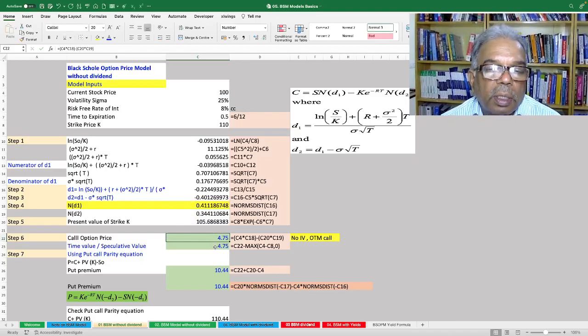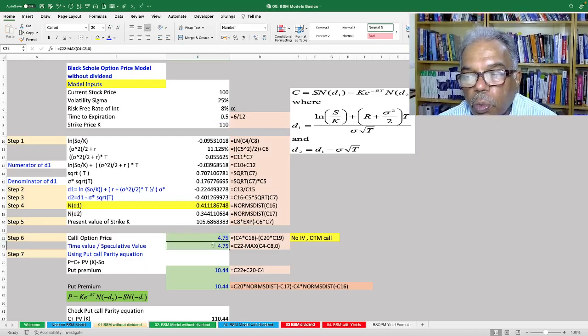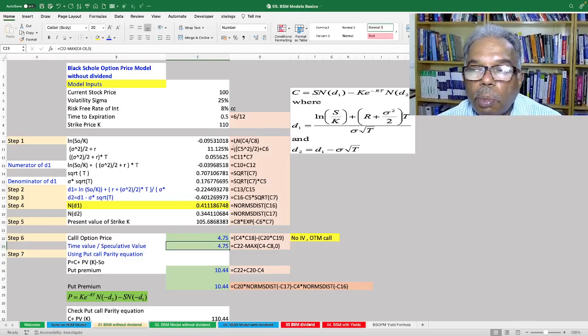Let's quickly check whether the pricing calculation is correct or not. Here, the call option's current stock price is 100 and the strike price is 110. By the look of it, we can say that the call option has to be out of the money. So whatever we calculate, the 4.75, has no intrinsic value, it only has time value. So our calculation is perfect, it should be below 10.